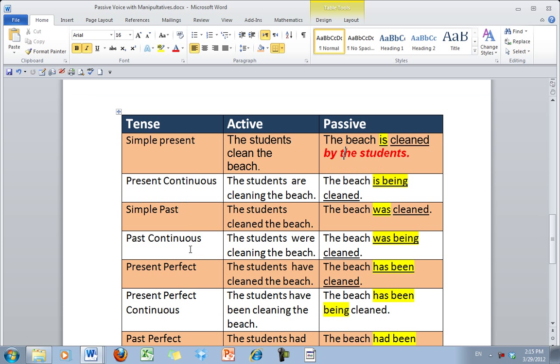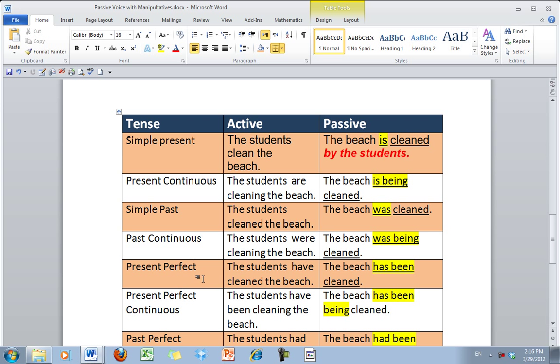Now, if we look at simple past, this is another very common type of passive voice. For example, the students cleaned the beach. That's past, and that's active. Passive form would be the beach was cleaned by the students, if we like, but the main thing is that this verb was, this is the past tense singular form of to be. And of course, here's still the participle.